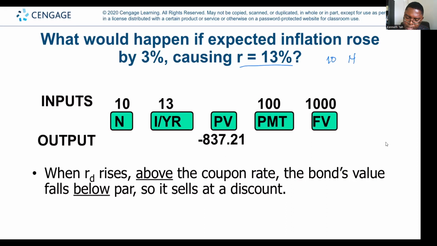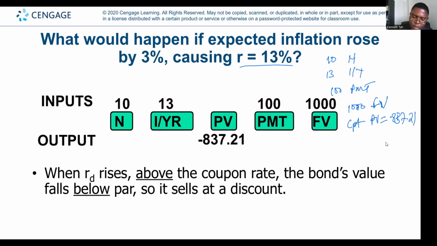So let's do this with the financial calculator. 10, take N, now 13 instead of 10, I/Y. Now we have 100, take it in as payment. We have 1,000, take it in as future value. Press compute present value, and it is going to generate 837.21. And we see that this amount is less than par value.